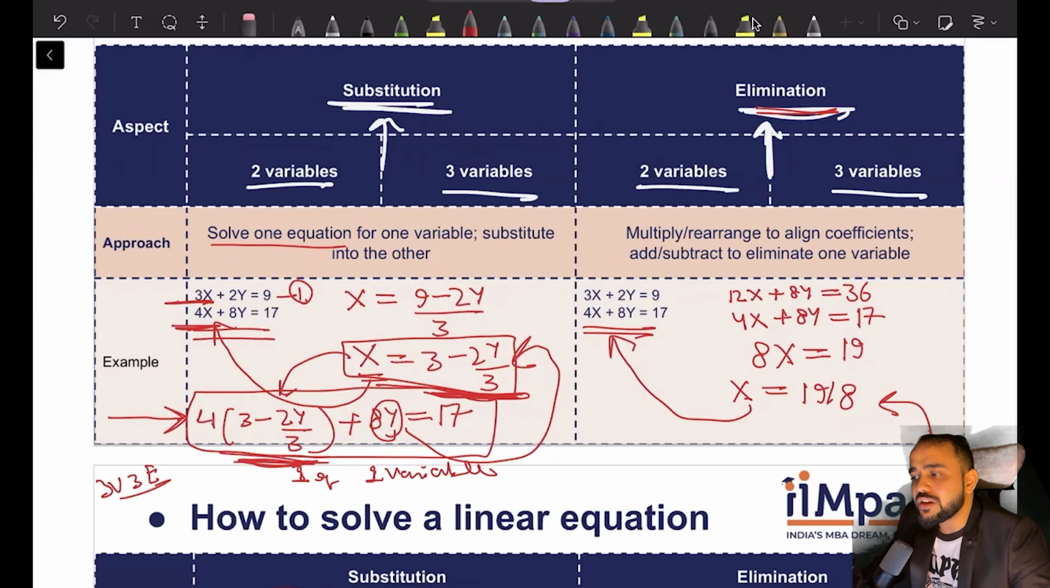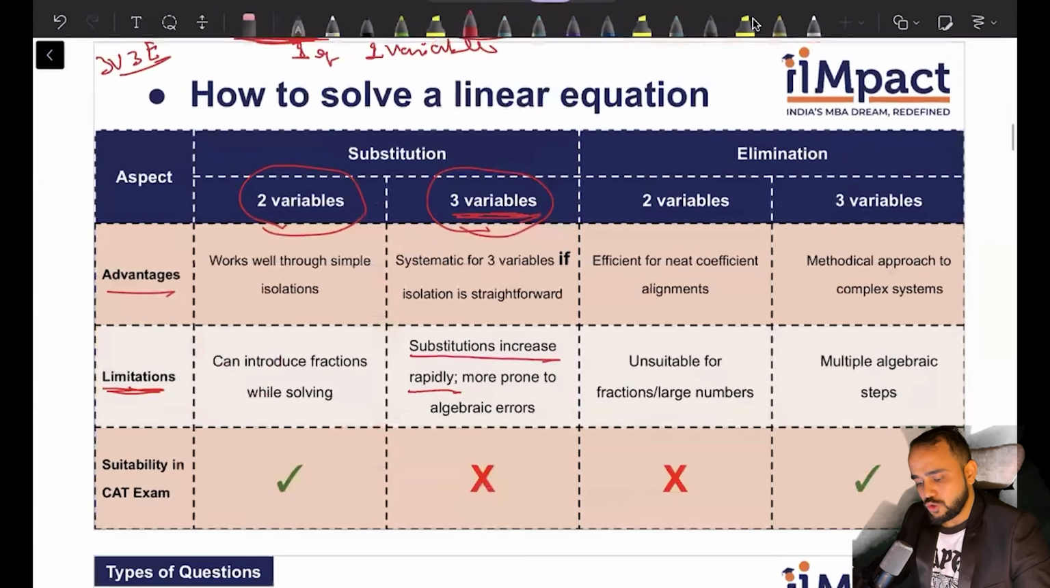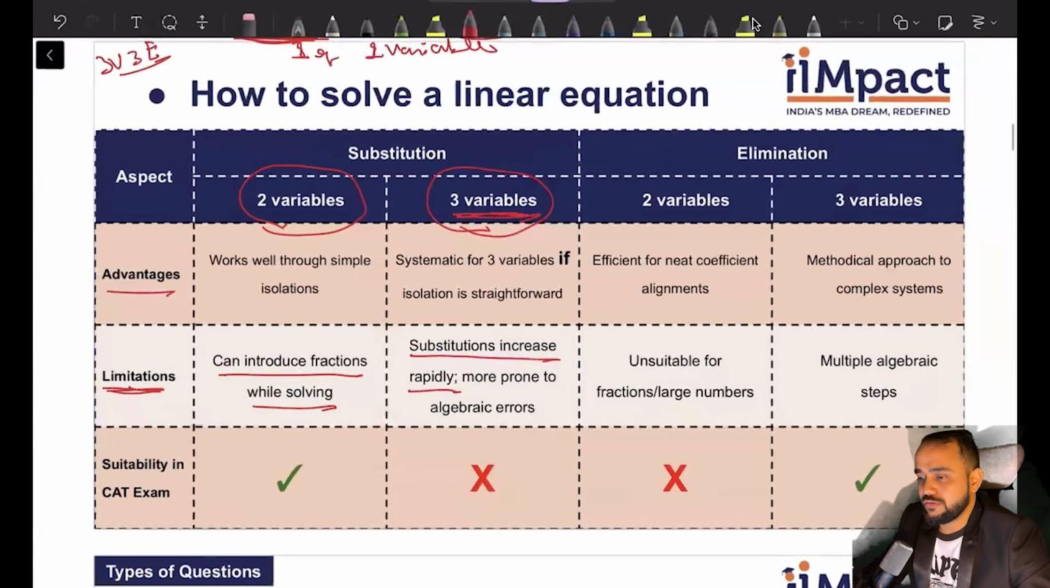Again, it's not a difficult thing to do. Dealing with fractions is not something which is difficult to do. However, if I can avoid it, I should try and avoid this, because any calculation mistake that happens in simple equations like this would probably happen when dealing with fractions. So it can introduce fractions while solving.